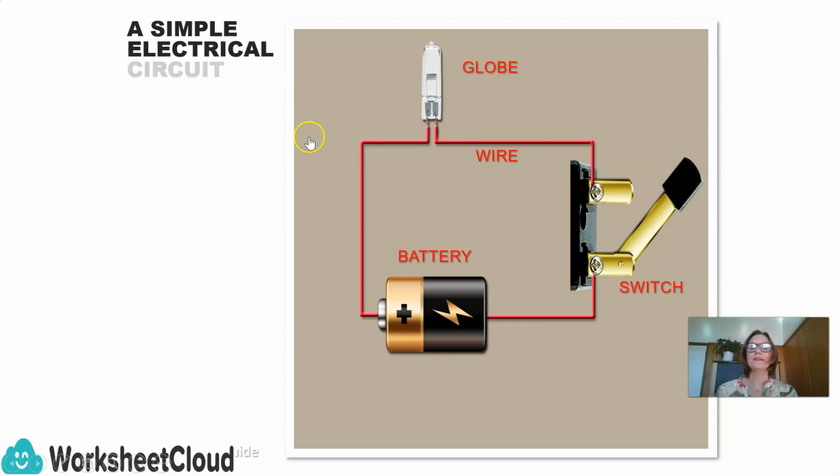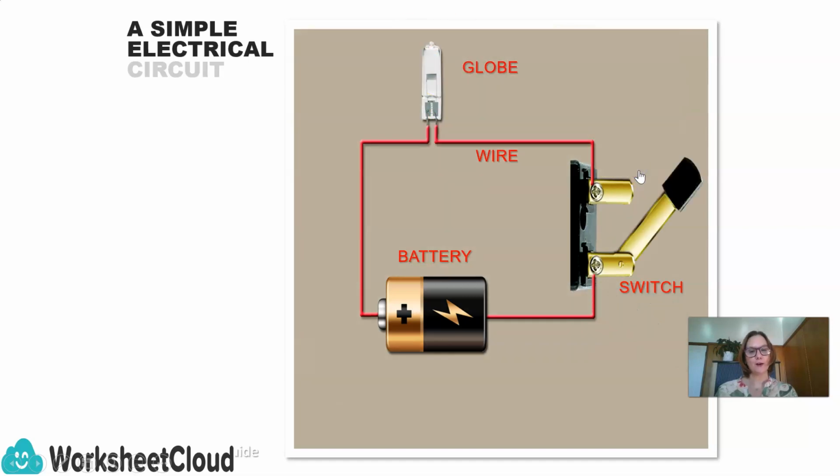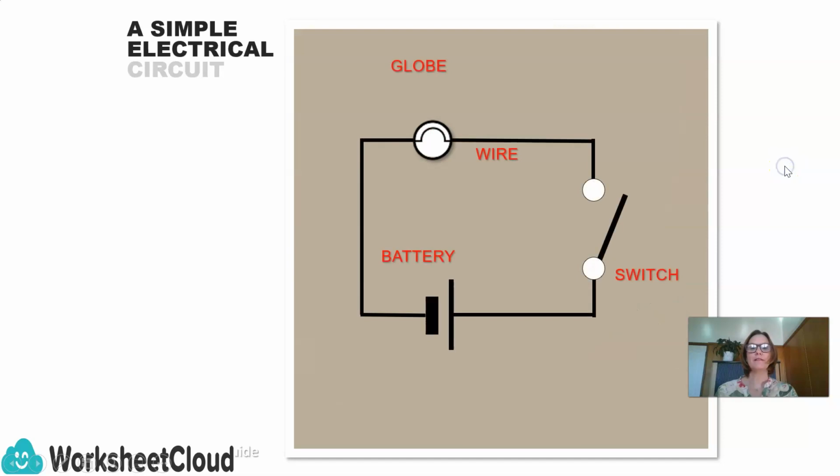Here we have a simple electrical circuit like you would have set up in class. Those are the switches we use in class. We would have used our battery and we would have connected our globe. We would have switched our switch on and our bulb, or our globe, would glow. Take it off and our globe switches off. Very simple, very easy.